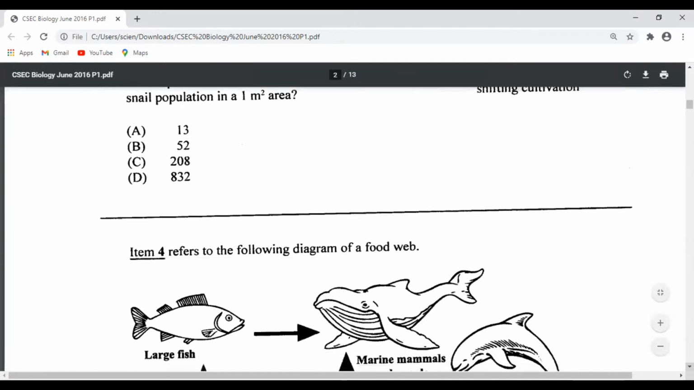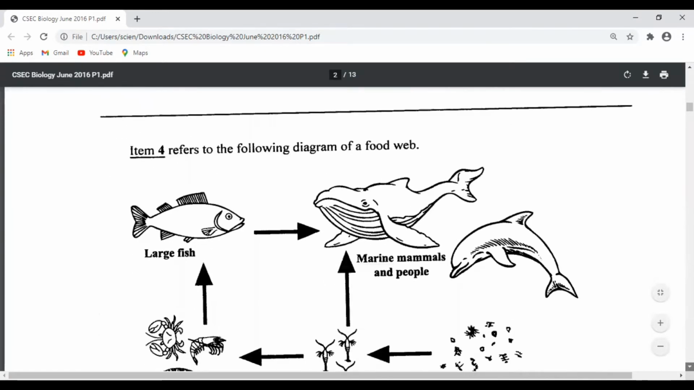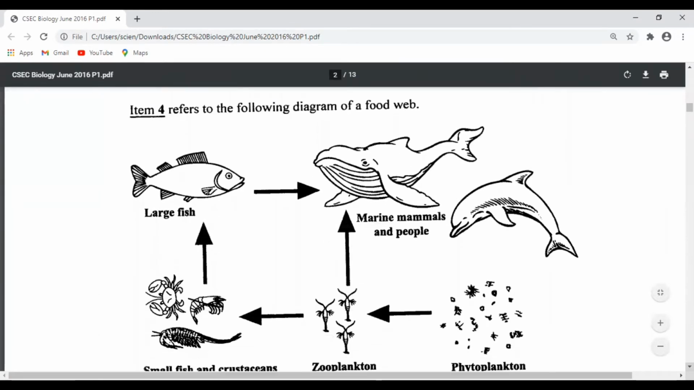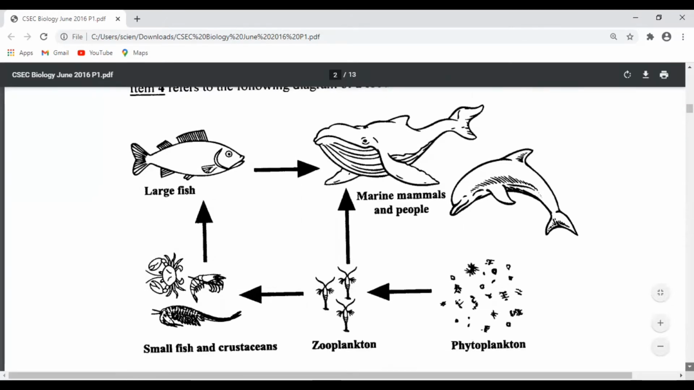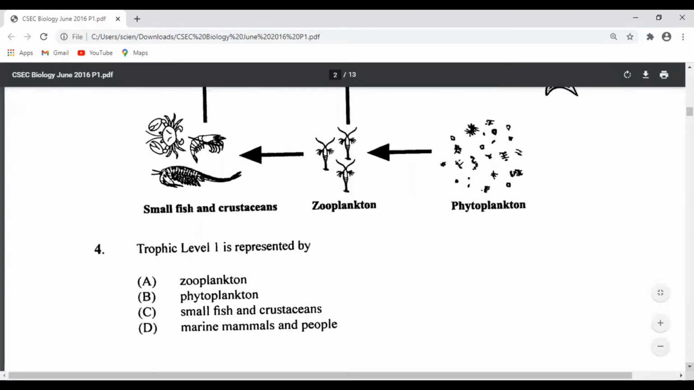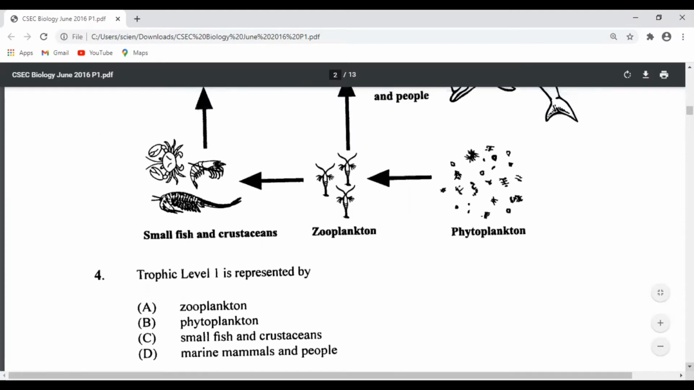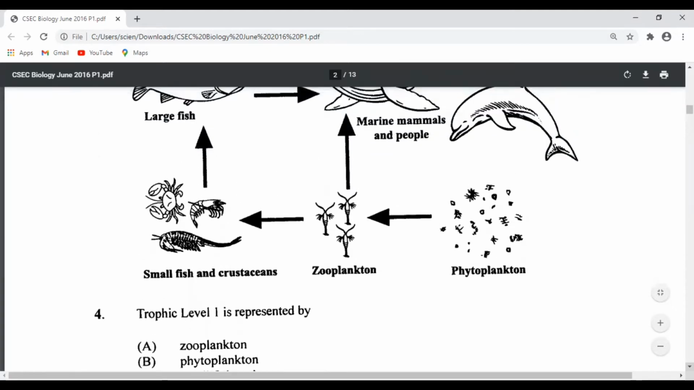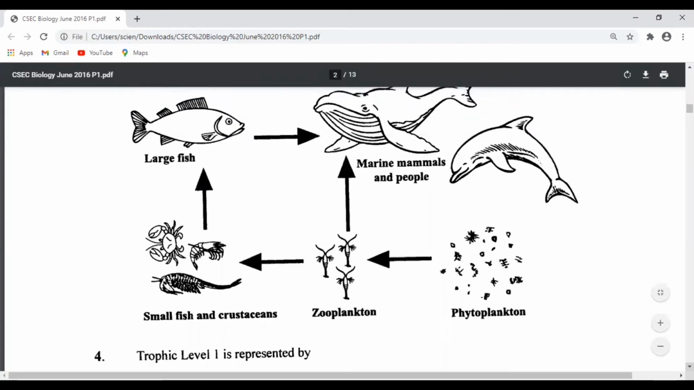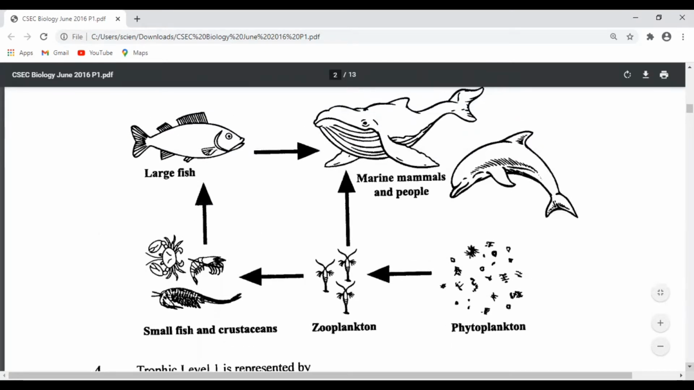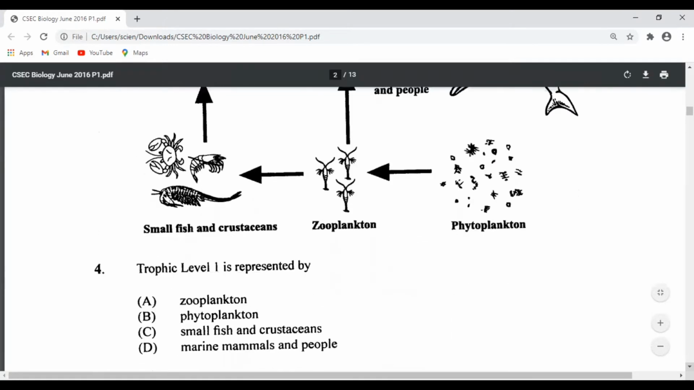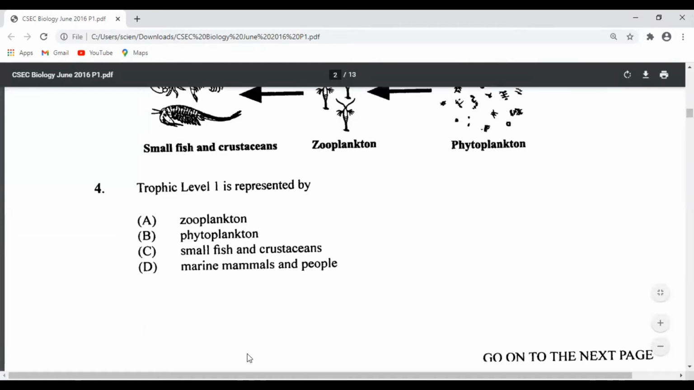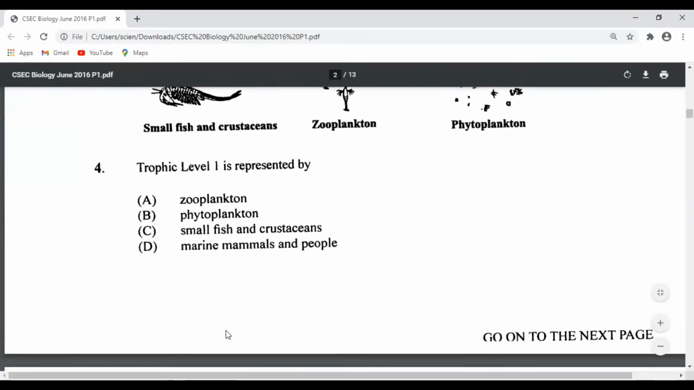So for item 4, it refers to the following diagram of a food web. So this is the food web. Like I said, I usually go to the actual question. The trophic level 1 is represented by, if we look at the food web, trophic level 1 would be the first trophic level, and it is represented by the phytoplankton, which would be the plant. So it's B.